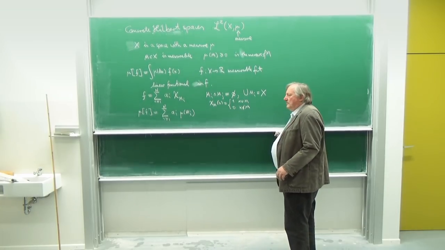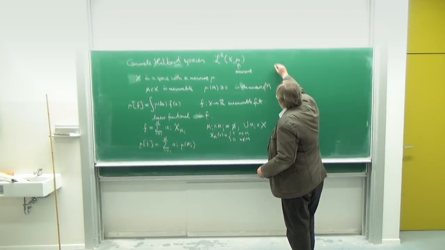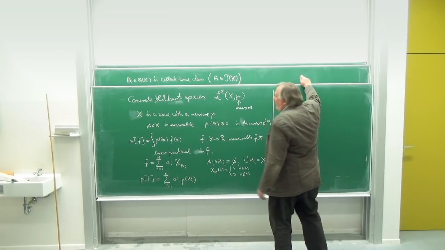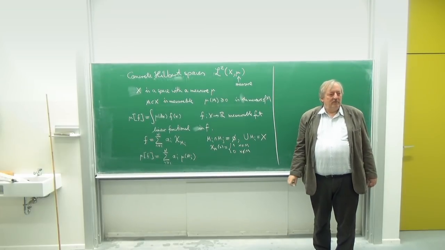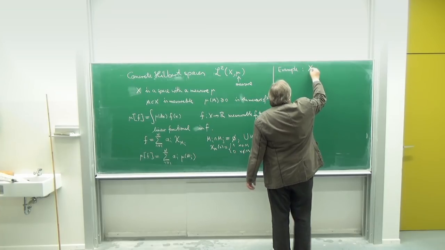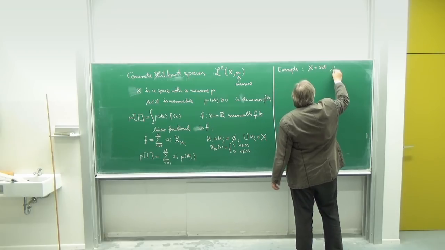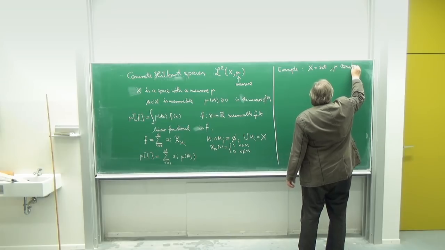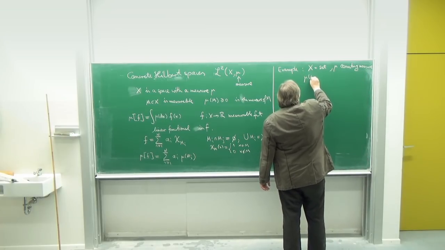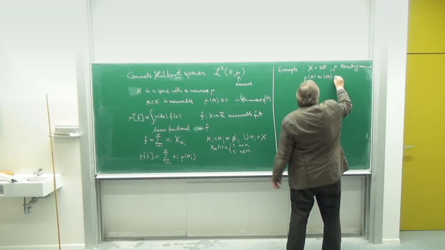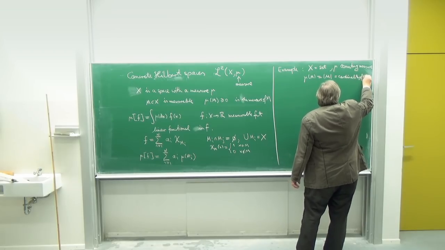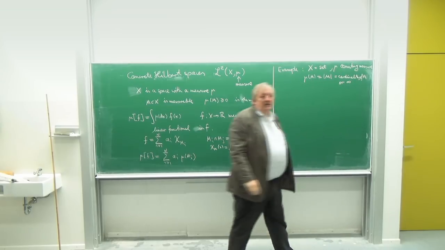Okay, so these would be concrete Hilbert spaces. Half a board to describe the spectral theorem. Right? I should give one example. X is some set, and mu is the counting measure, which is defined by the property that mu of M is the cardinality of M, or infinite. We don't have to distinguish different cardinalities.